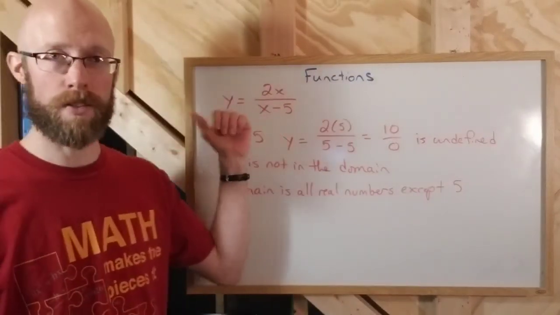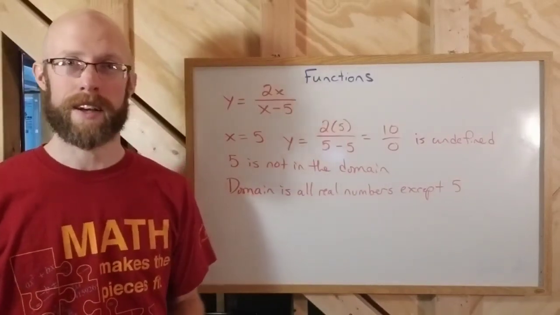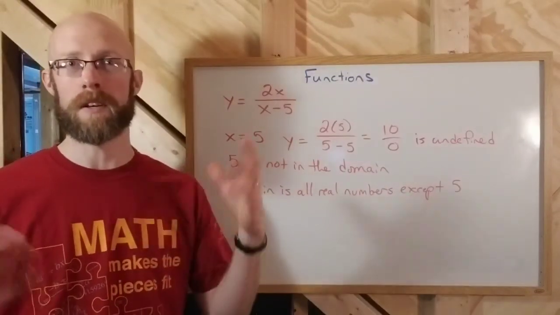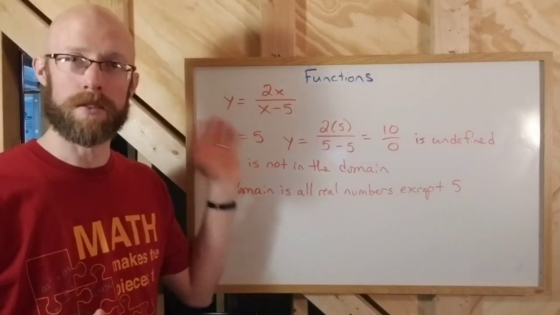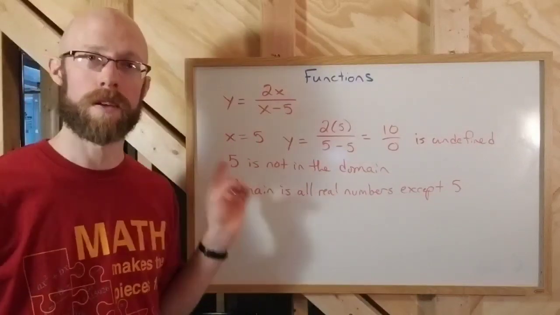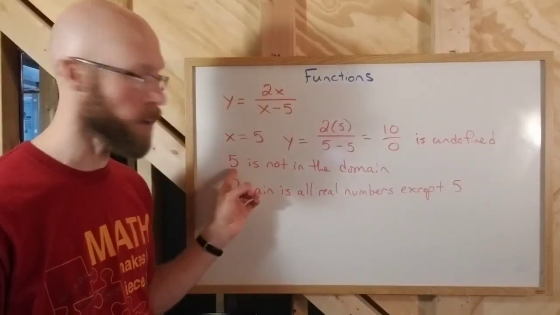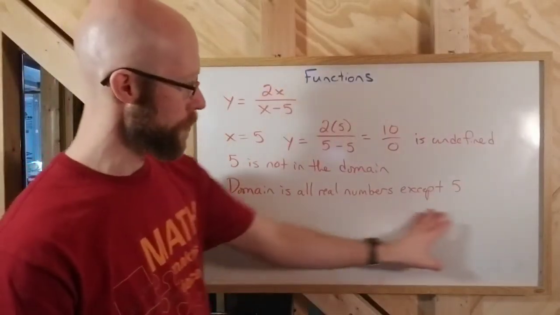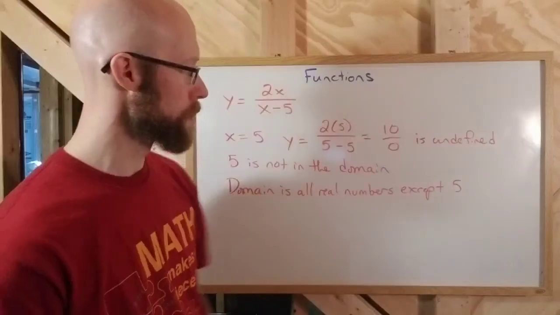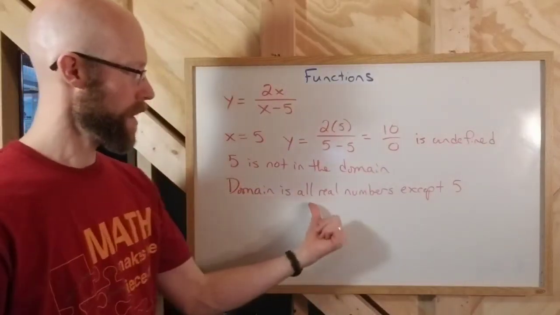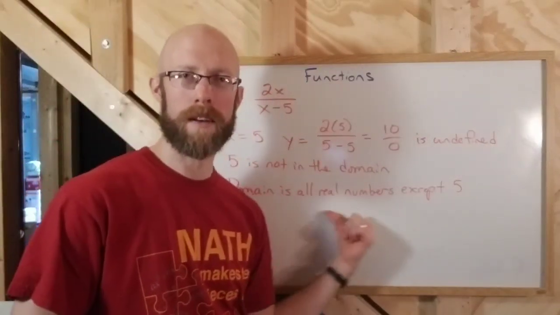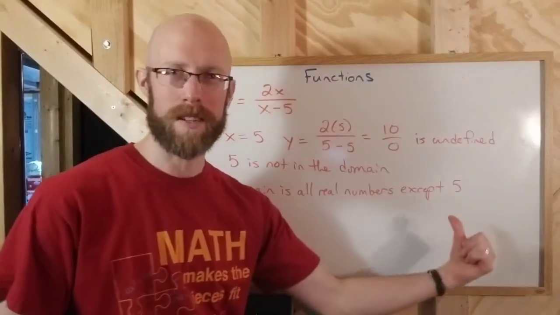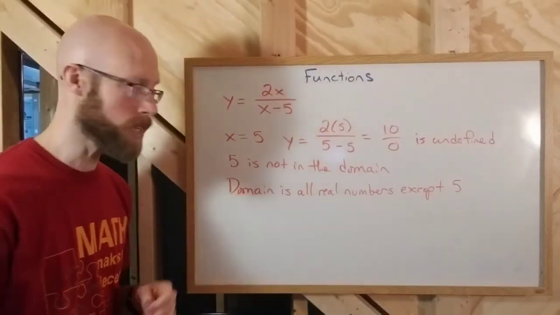You could plug in 1,000. You could plug in negative 15 million. Doesn't matter. The only thing that's a problem is 5. Where did I put it? Right there. 5. That's a problem. Okay? Now, there's many different ways to represent this. All real numbers except 5. I would take this sentence, but it's not the most convenient.